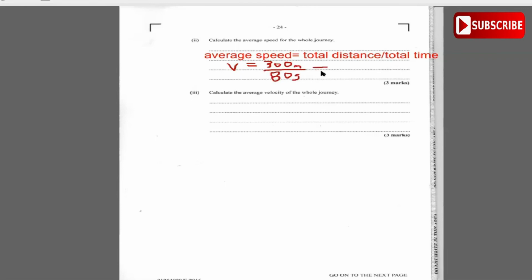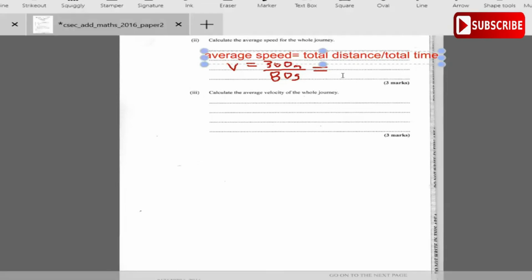So its average speed is 300 over 80, which is 300 divided by 80 is 3.75. This is going to be 3.75 meters per second. That's its average speed. Now what's next that they ask?